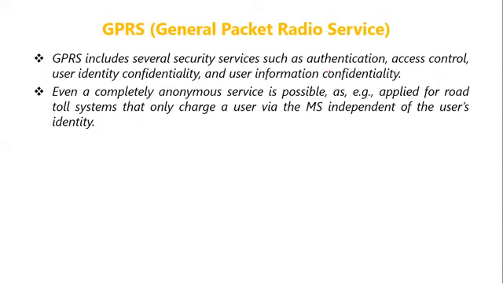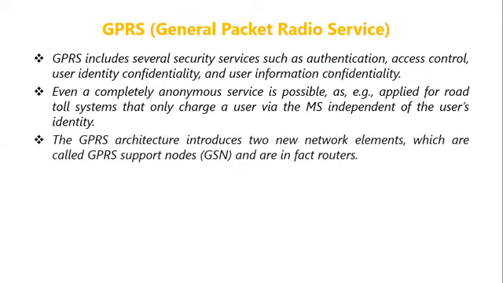Next we shall discuss the GPRS architecture. The GPRS architecture introduces two new elements compared to the GSM architecture. These are GPRS support nodes, called GSNs. Basically, this is a router. This GSN is the GPRS support node. All GSNs are integrated into the standard GSM architecture, Global System for Mobile Communications architecture.